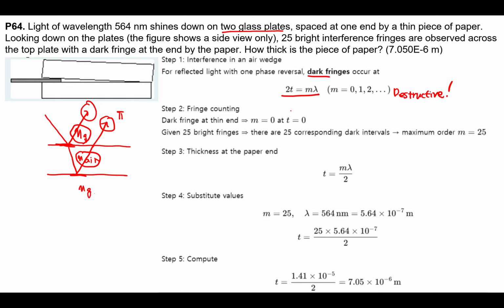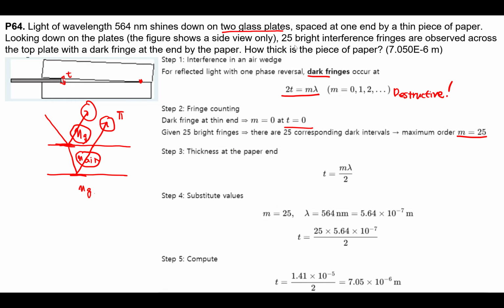Okay, and then fringe counting: dark fringes at the thin end, m equal to 0 at t equal to 0 here. And then bright fringes, there are 25 corresponding dark intervals. Maximum order is 25. And thickness at the paper end here, T.